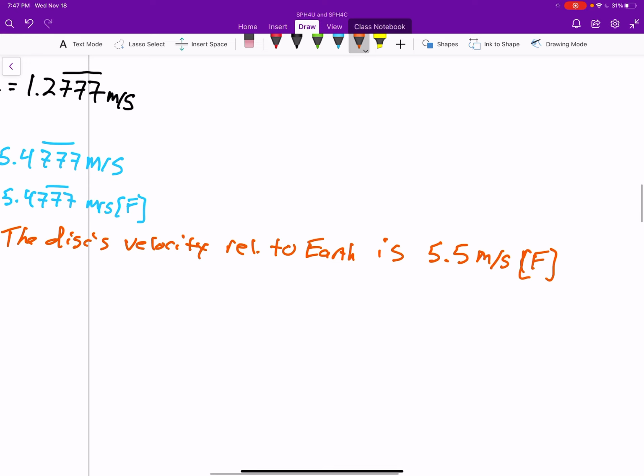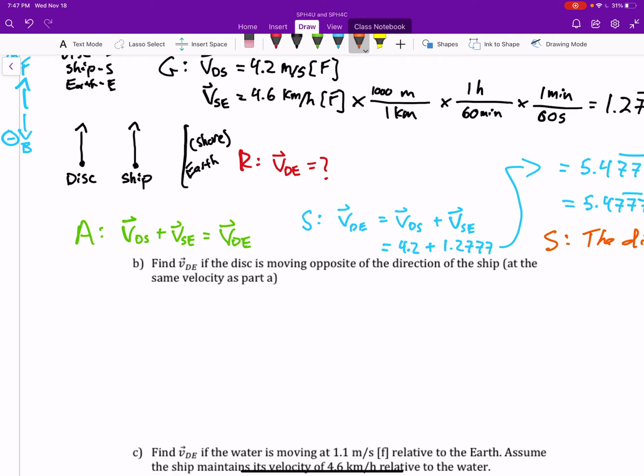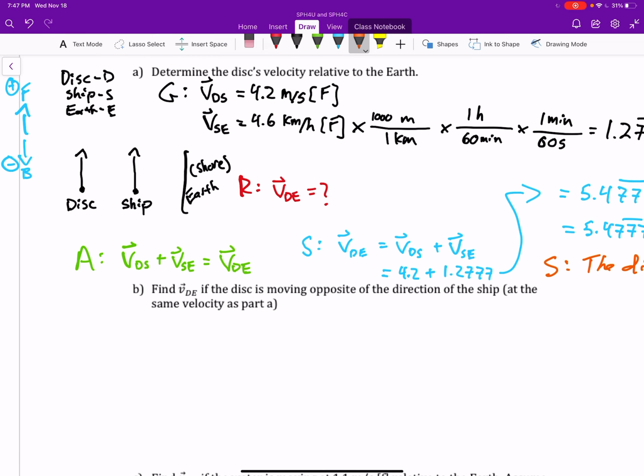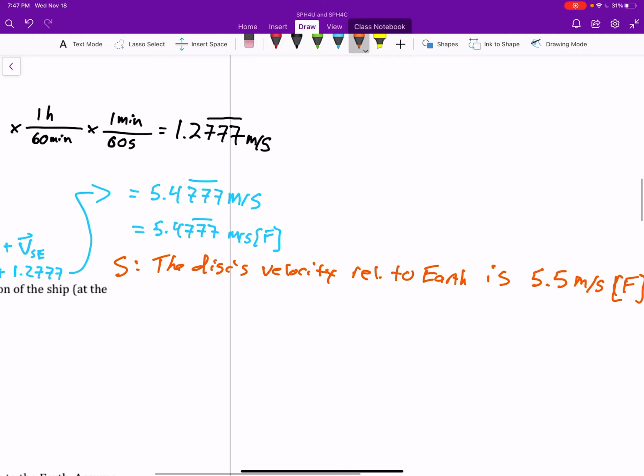What this means is the person standing on the shore sees the disc traveling faster than it's thrown. So to a person on the ship deck, the person playing shuffleboard, the disc looks like it's moving basically 4 meters per second in the forward direction. But to the person on the shore, we can see that apparently the disc is moving faster than the person has thrown it. So they can both be correct. Both their situations are right because they are each in a different frame of reference.